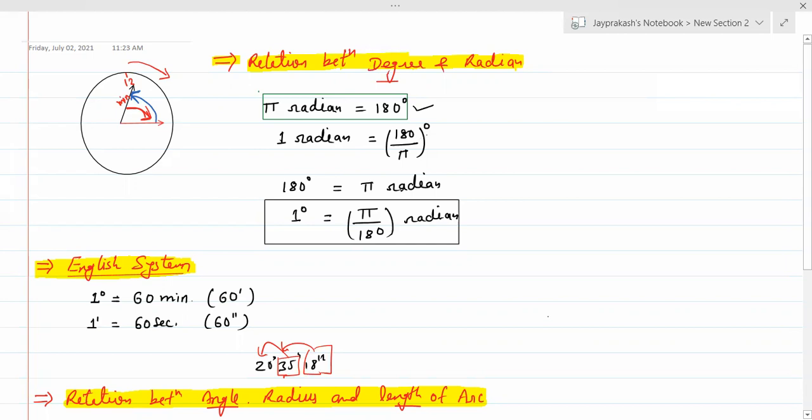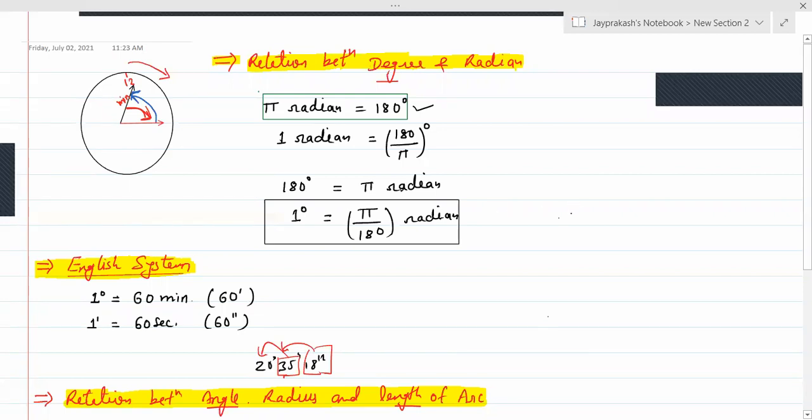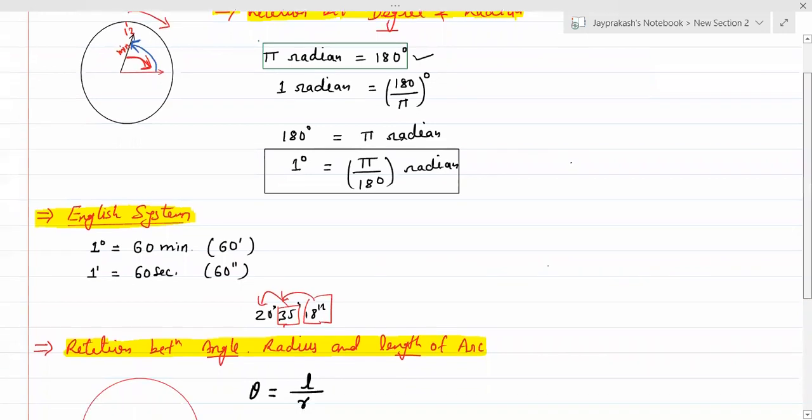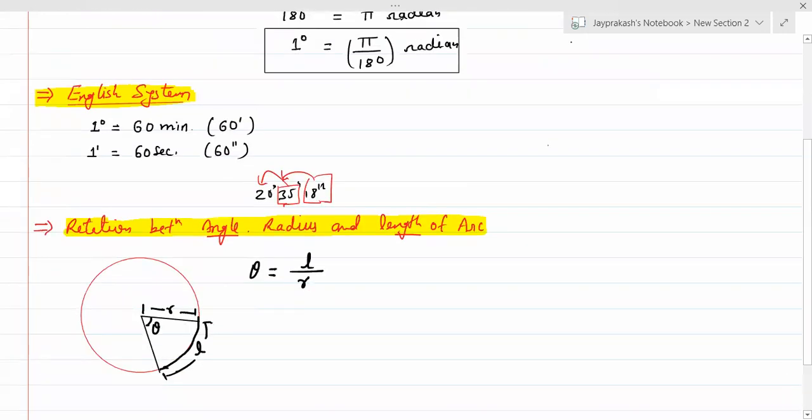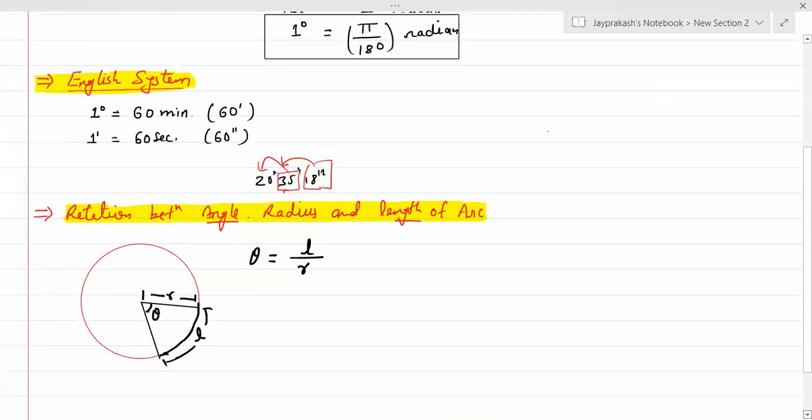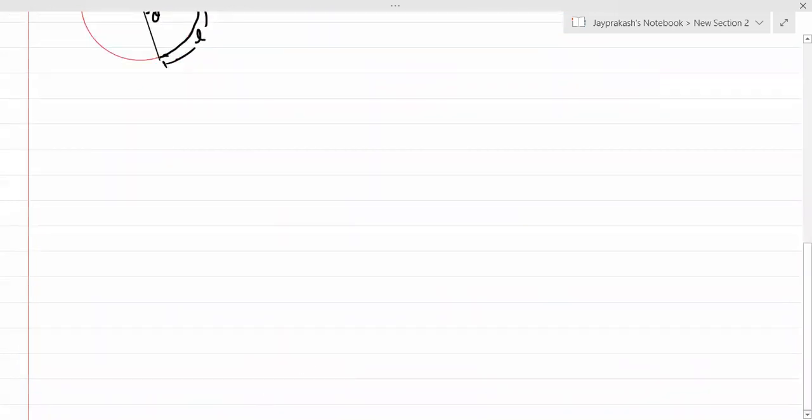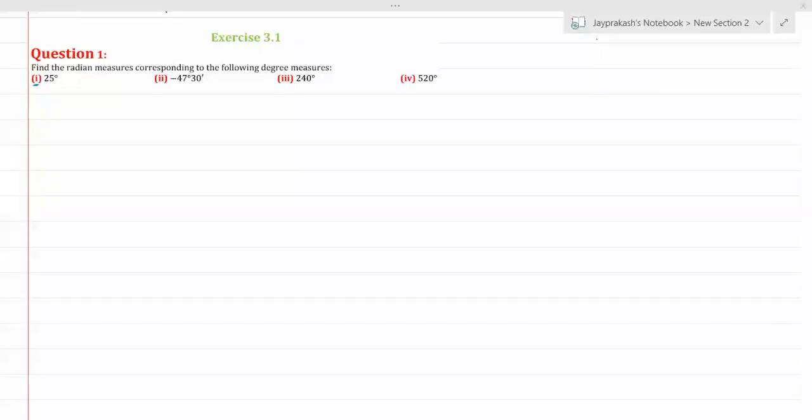So by using all this concept, we can change radian to degree and degree to radian. And when we want to change degree to radian, 1 degree means pi by 180 radian. Now if we talk about the first exercise of chapter 3, in your first two questions, we need to change the corresponding degree to the radian measurement.